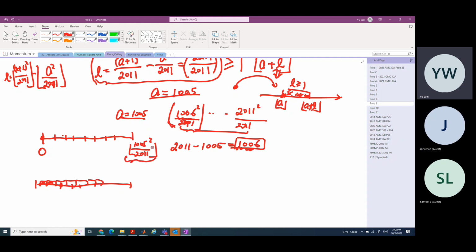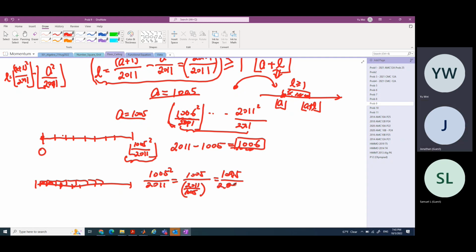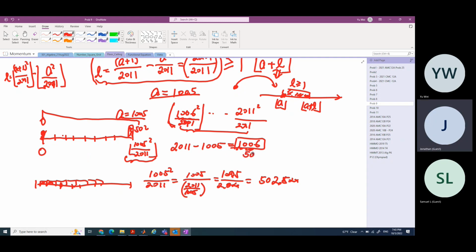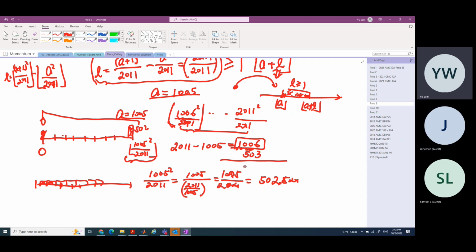So you can calculate what is the integer of this. Let's calculate: 1005 squared over 2011 is equal to 1005 times 1005 over 2011, right? So this number is very close to 502.something, and this number is 502. The first number is 0. So how many numbers did we cover here? 503, right?